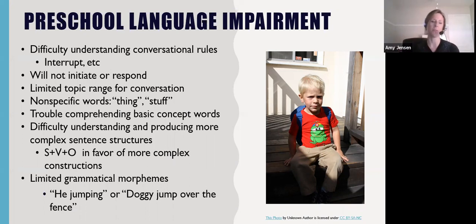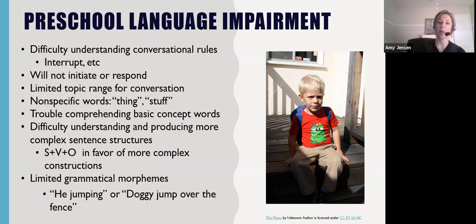So in preschoolers with language impairment, this might be some of the things we see, of course, not all inclusive, but difficulty understanding conversational rules, right? A pragmatic problem. They might not initiate or respond to language. Limited topic range for conversation, again, a pragmatic problem. They might use a lot of non-specific words like thing or stuff to compensate for a very small vocabulary. So their semantics, the content of their language, might be limited.